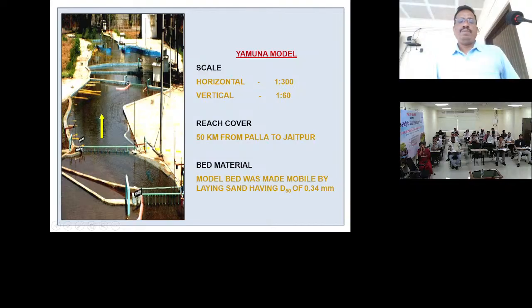And this is the Yamuna model. As I just explained, the horizontal scale is 1 to 300 and the vertical scale is 60, and the total range is from Palla to Jaipur. There are a total of 22 structures we have studied in this model, and there are three bridges and three barrages, and 10 railway bridges and 10 road bridges within only a 25-kilometer reach.